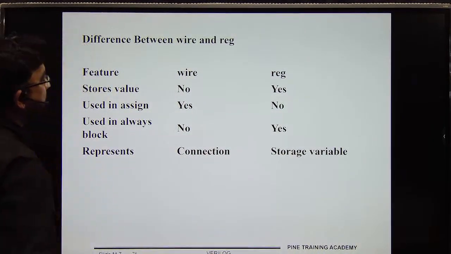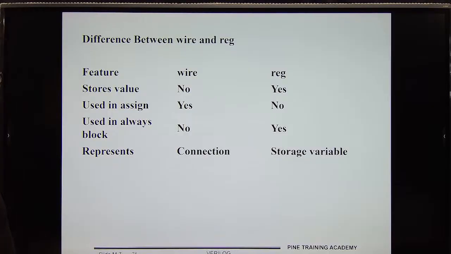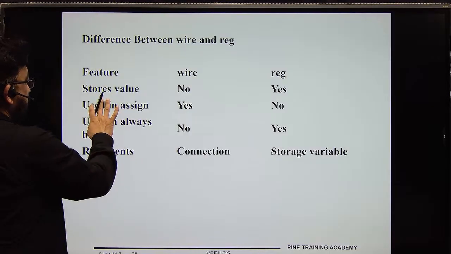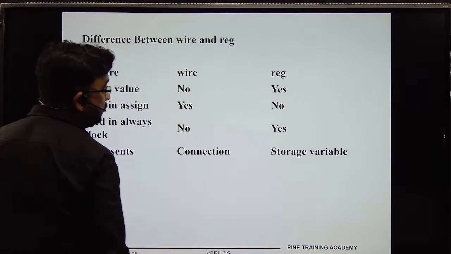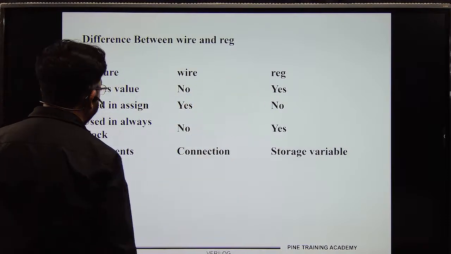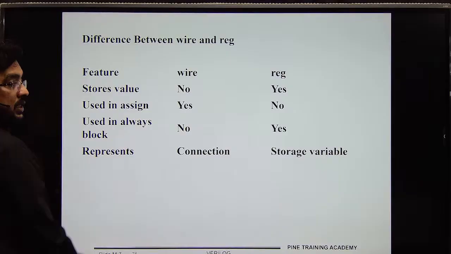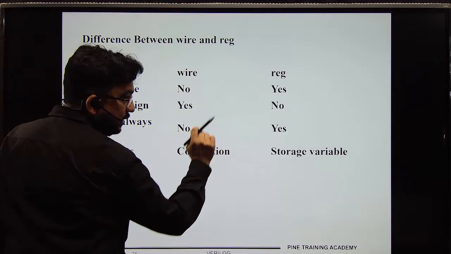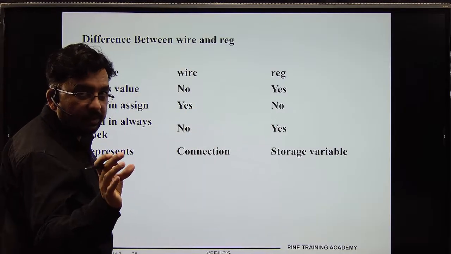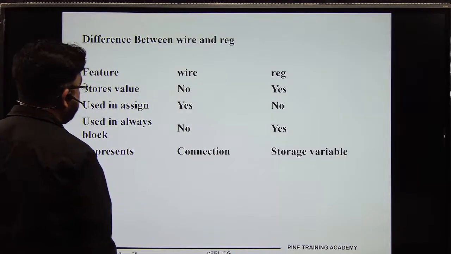Now, the difference between wire and reg is very important. What is wire? Wire doesn't store the value. Reg stores the value. Wire is used with the keyword assign. Reg, a reg variable name, cannot be used with the keyword assign.